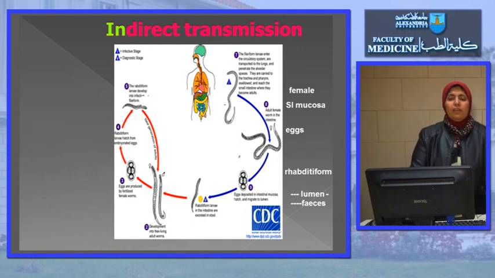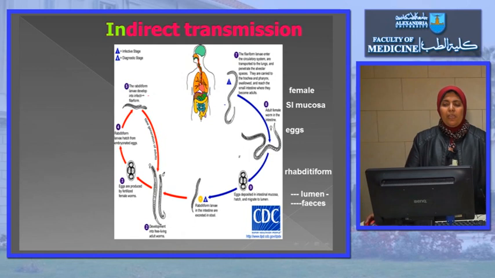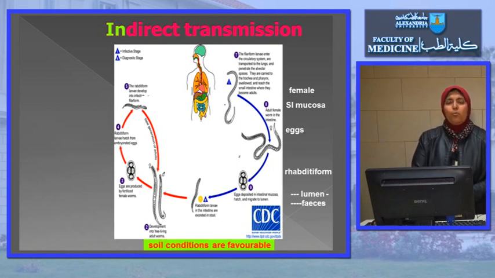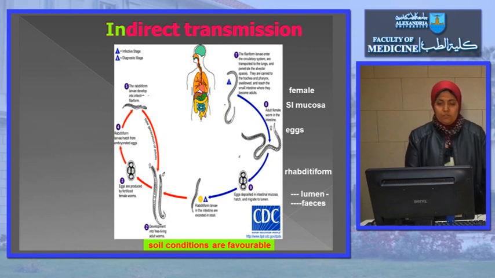Speaking about the indirect form of transmission, again, we will start from the female after being fertilized and after being embedded in the mucosa of the small intestine, and it is liberating eggs. And as we said before, the eggs are characterized by being partially embryonated with a thin shell. These eggs will hatch, and they will release the rhabditiform larvae, and the rhabditiform larvae again will descend with the soil. And from this point, we will speak about the indirect transmission.